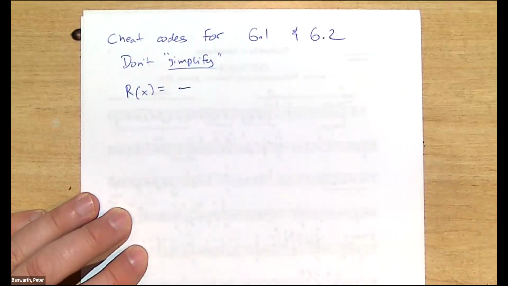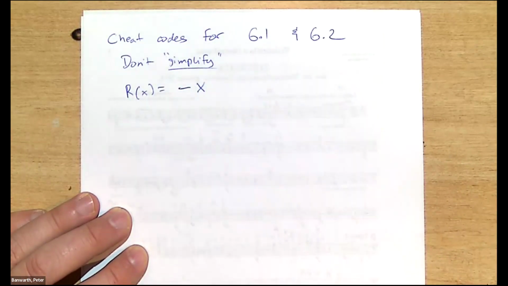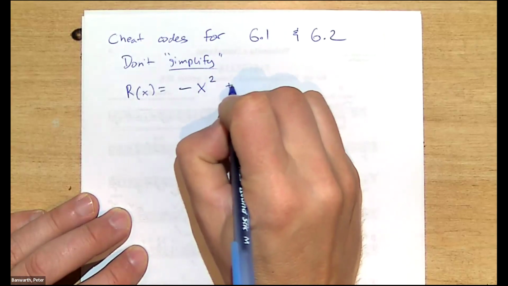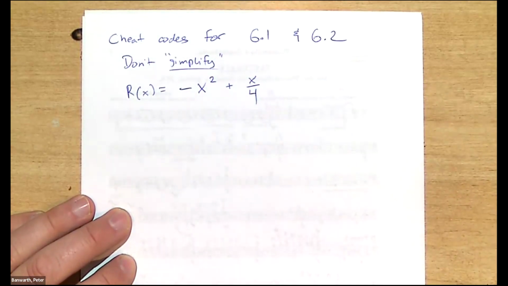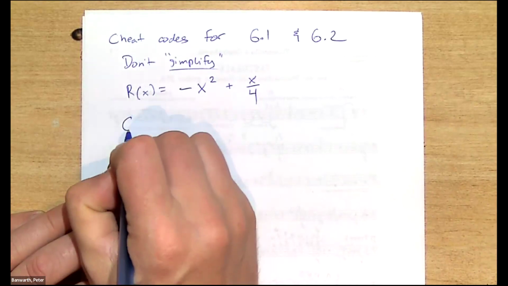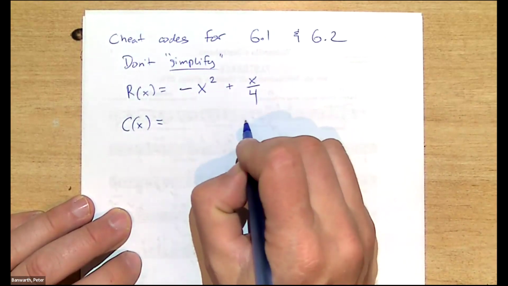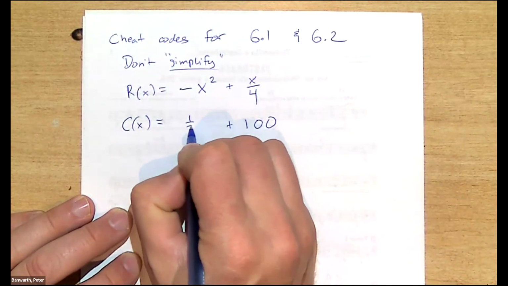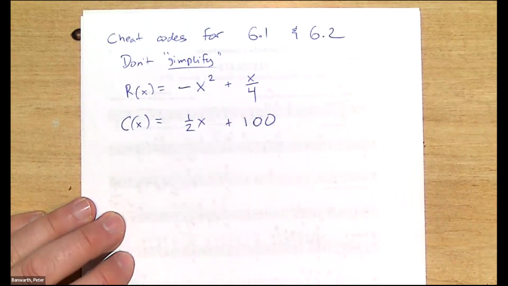And it opens down, so it should have a negative. So it might be something like minus x squared plus x over 4, something like that. You often see something like that. And if you're making beaver hats, it costs you more to make more beaver hats, but you also need to rent the space. So you have an initial cost, let's say, of $100. And then every time you make a hat, it costs you half a dollar. So here we have two functions.